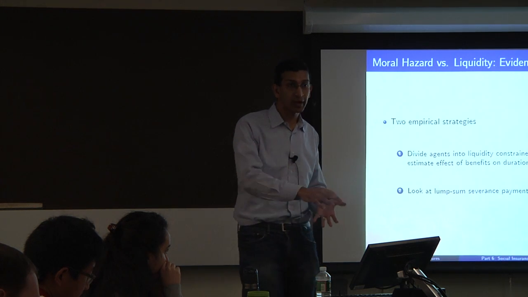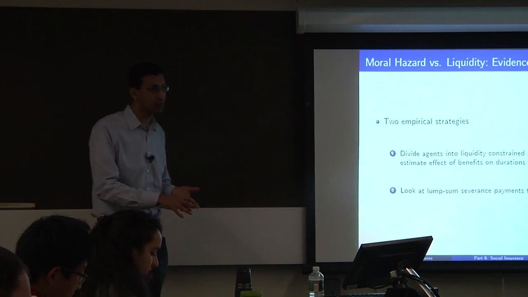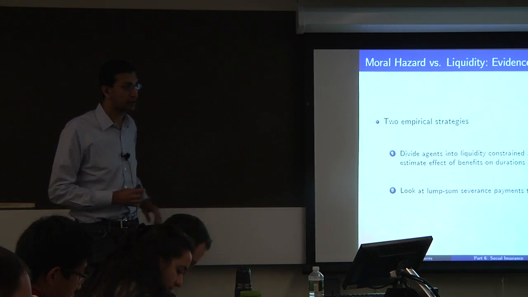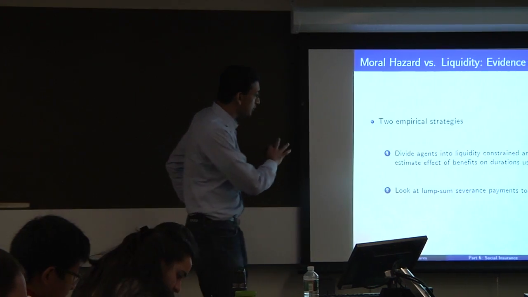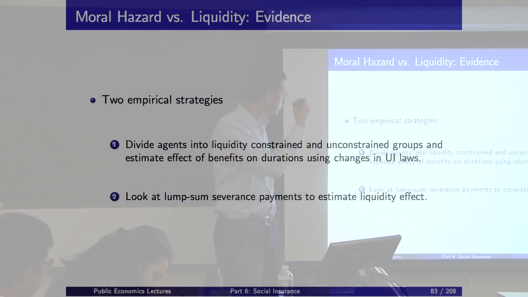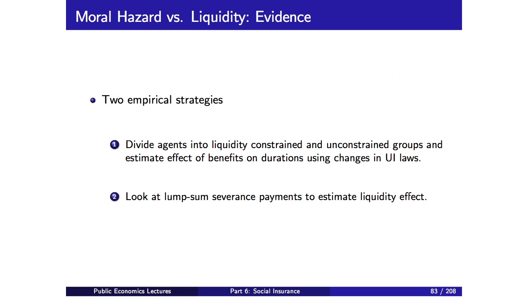Okay, so let's look at how this works empirically in the context of UI to be concrete. All right, so what I do in the empirical part of this paper is implement two strategies, both of which are geared to get at how important these liquidity effects are relative to the moral hazard effects. So why is unemployment insurance increasing the unemployment rate? Is it because it's giving people liquidity, or is it because it's distorting incentives? You can see why you want to distinguish between those.